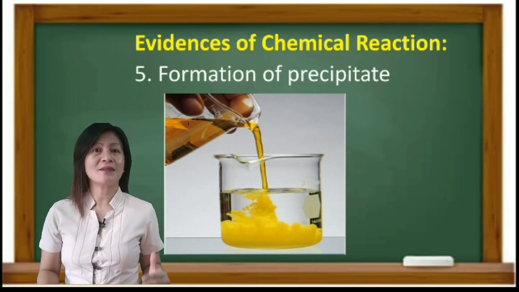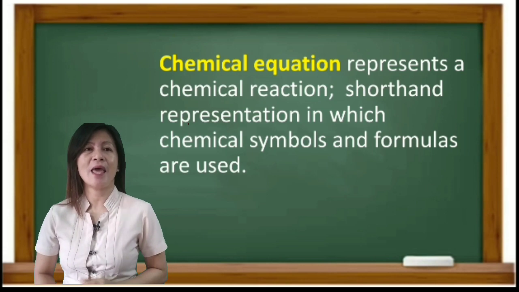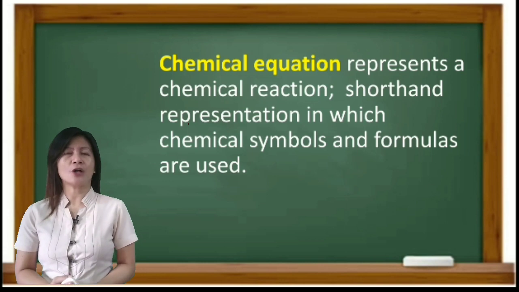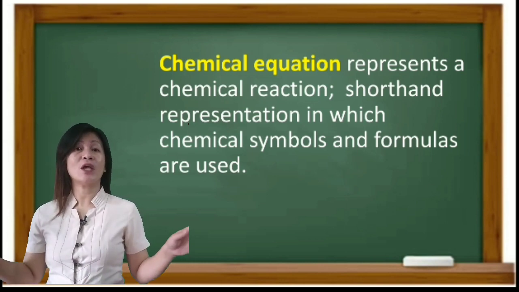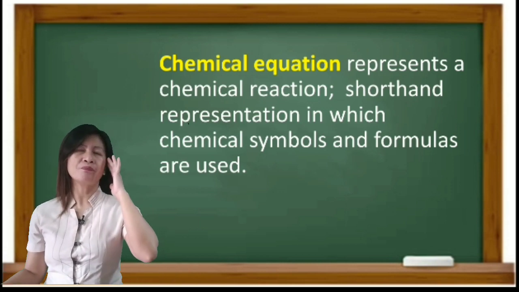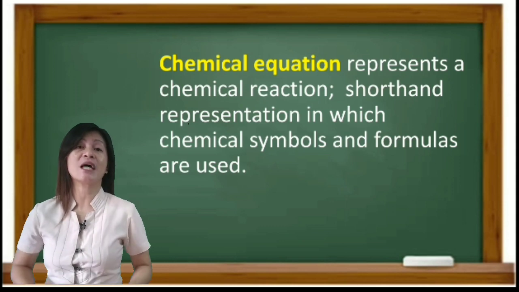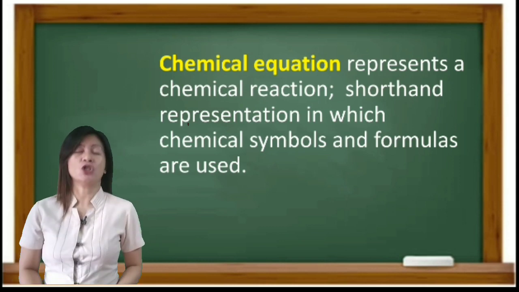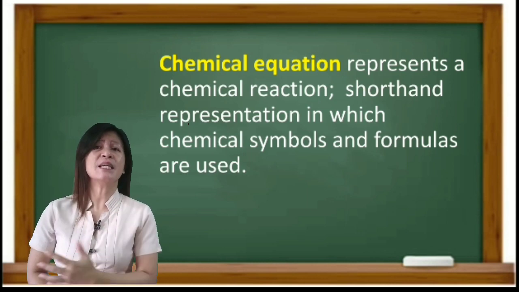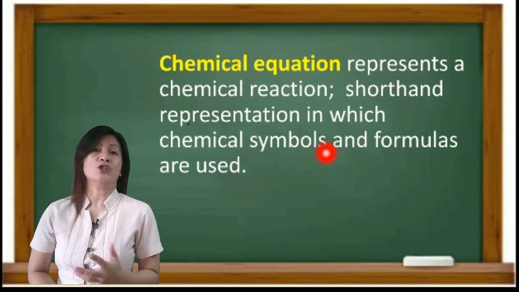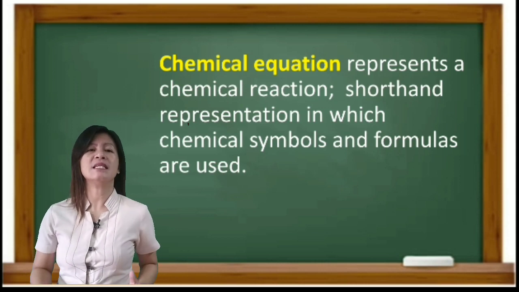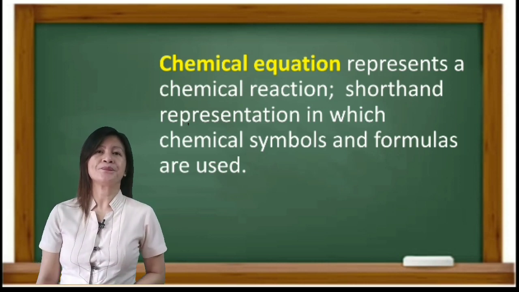Now, how do we represent chemical reactions? We use chemical equations. What is a chemical equation? A chemical equation represents a certain chemical reaction. So whenever you see a chemical equation wherein you will see symbols and formulas, you could bear in mind that there is a chemical reaction that is being represented by that equation. So what will you see on a chemical equation? You will see chemical symbols and formulas. So a chemical equation is a shorthand representation of a chemical reaction where you will see symbols and formulas.